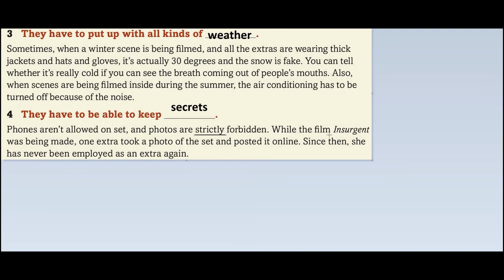Во время того, как фильм «Insurgent» снимался, одна статистка сфотографировала сцену, то есть съемочную площадку, и выложила пост с этой фотографией в сеть. С того момента ее никогда больше не нанимали в качестве статиста. То есть забанили в этом мире статистов. Так, это третье и четвертое.